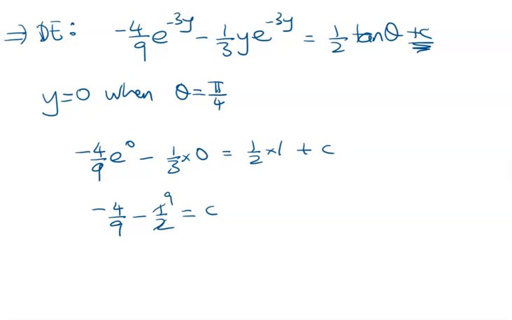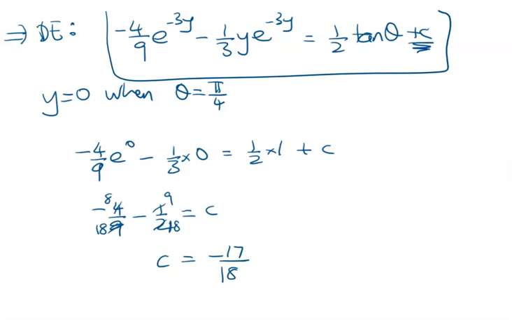1/2 is 9/18. Is that right? That's not what I got before. Oh, yeah, because I need to double this. So minus 8/18 minus 9/18. C is a pretty ugly negative 17 over 18. So now we're up to here, and that's as far as I need to go to finish off the very last bit, which is to find an exact value for tan theta.